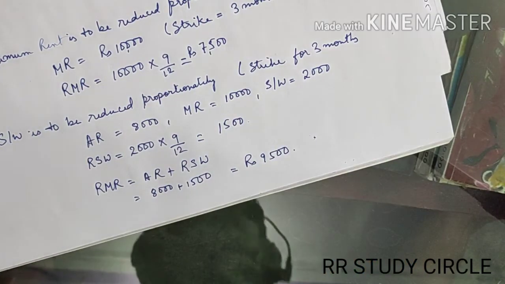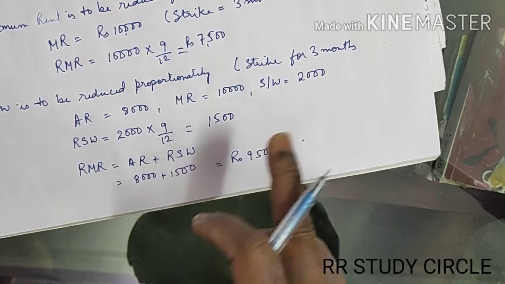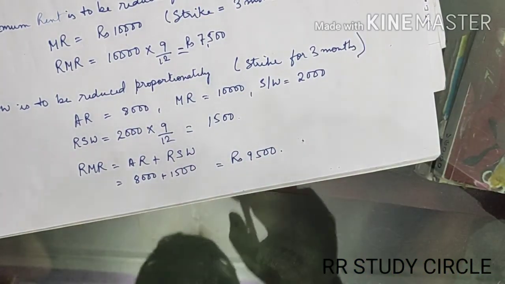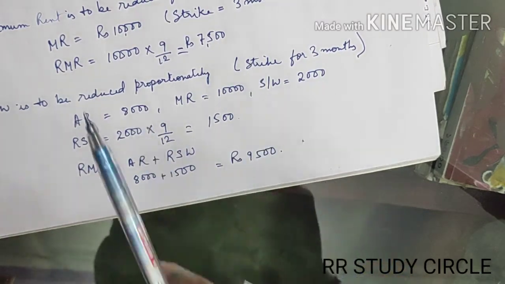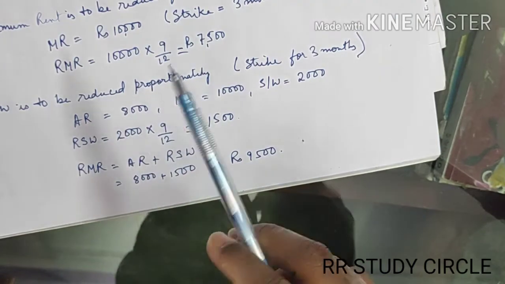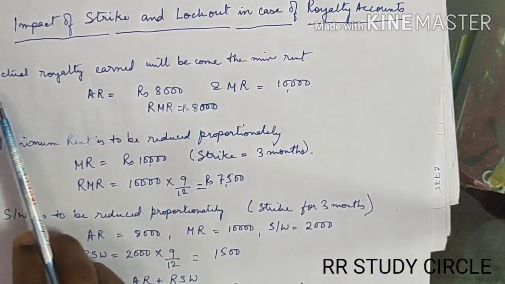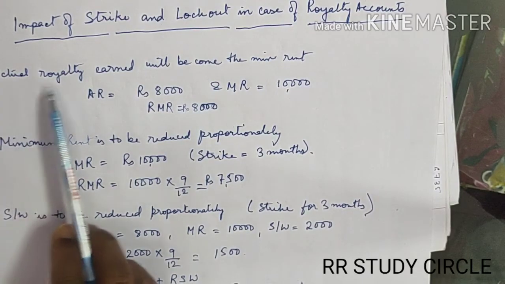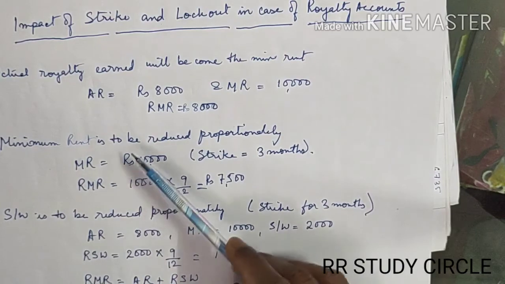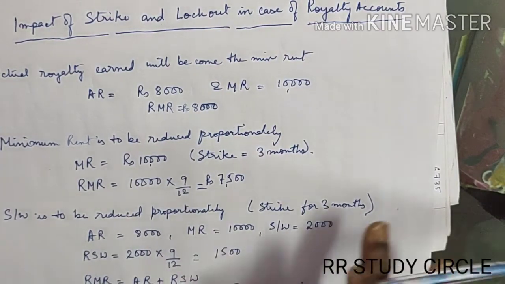So this is the way for calculating short working to be reduced proportionately in case of strike. It will be mentioned clearly in the question how to deal with the situation in case of strike, or in case of lockout. If you have been asked that in case of lockout this is to be followed, you will apply this formula, and accordingly the other two formulas as mentioned in the question.